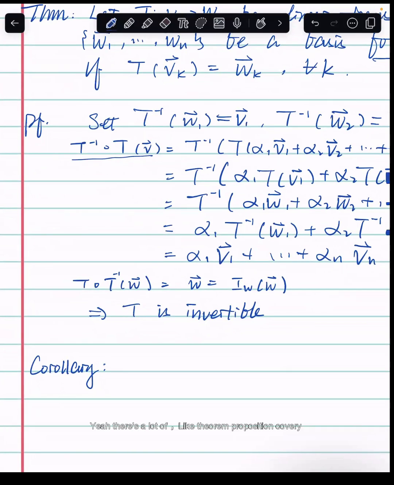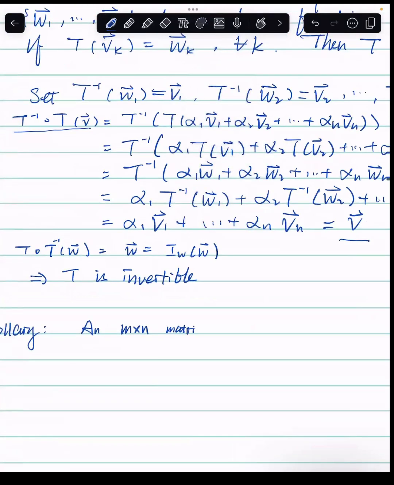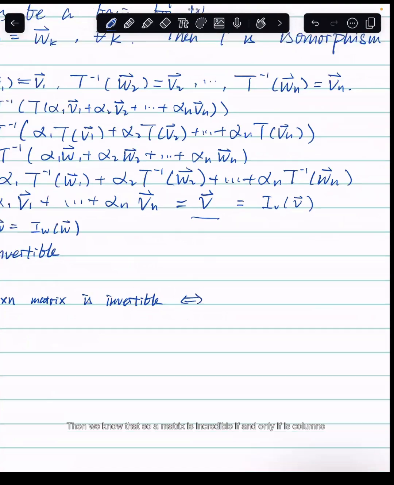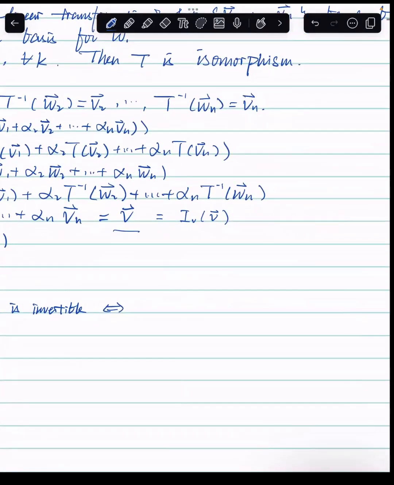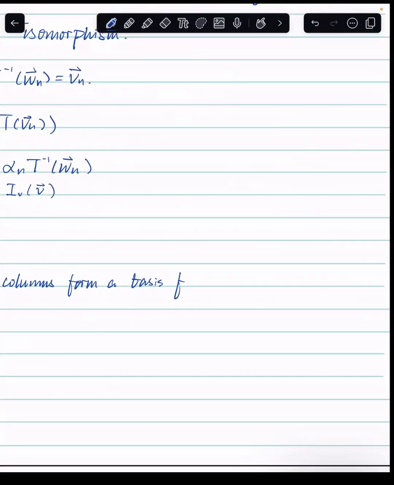Okay, so the corollary says if we have an m by n matrix, if this matrix is invertible, then we know that a matrix is invertible if and only if its columns form a basis for Rn.